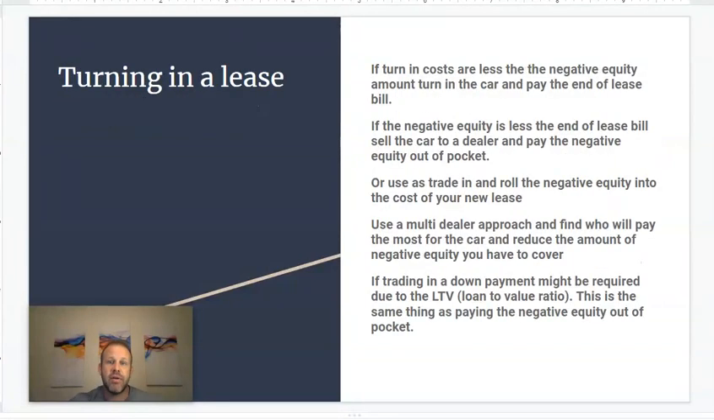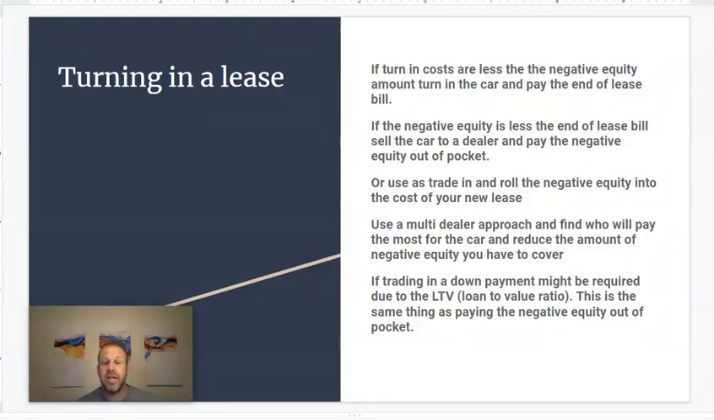And what we're trying to figure out is if the turn-in costs are less than the negative equity amount, then you would just turn in the car and pay the end of lease bill. So what am I talking about? When you do the math and you've calculated your equity position, let's say your car is $4,000 upside down between value and cost. So if you're trying to trade it or sell it, you have to roll in or pay out of pocket $4,000.